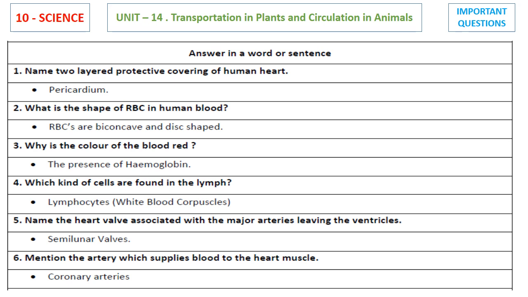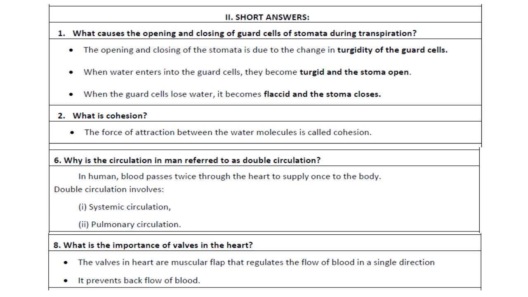What is the shape of RBC in human blood? RBC are biconcave and disc-shaped. Why is the color of blood red? The presence of hemoglobin. Which kind of cells are found in the lymphocytes? White blood corpuscles. Name the heart valve associated with the major arteries leaving the ventricles. Semilunar valves. Mention the artery which supplies blood to the heart muscle. Coronary arteries.